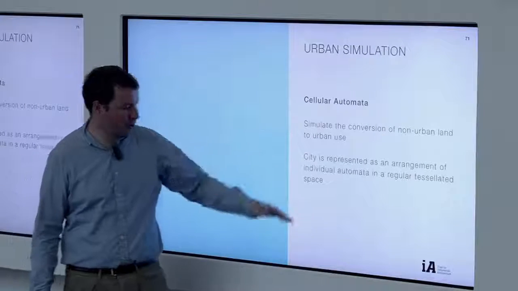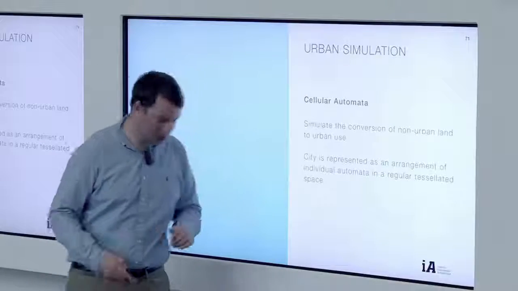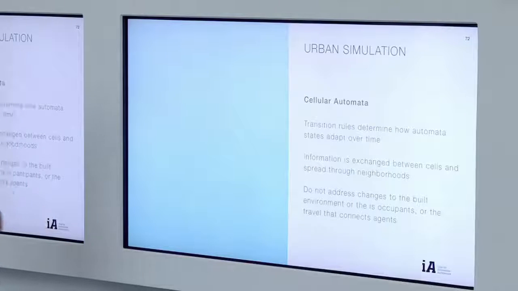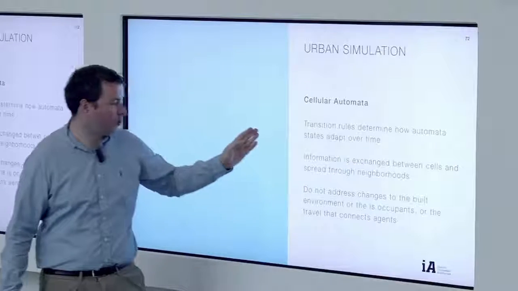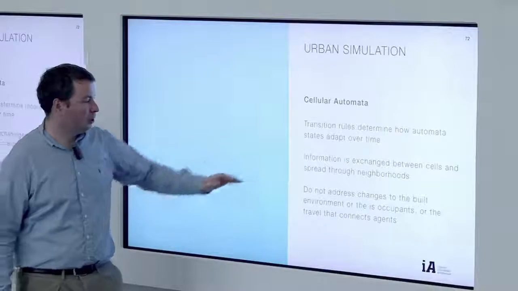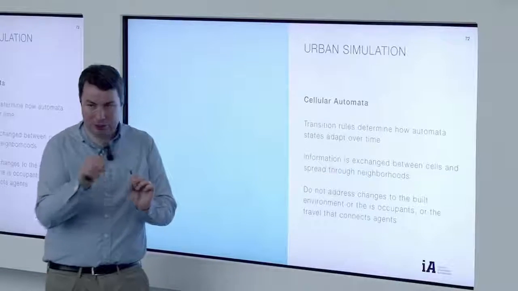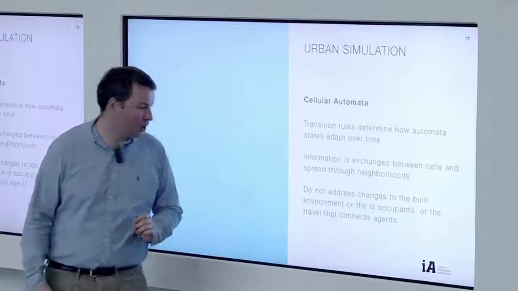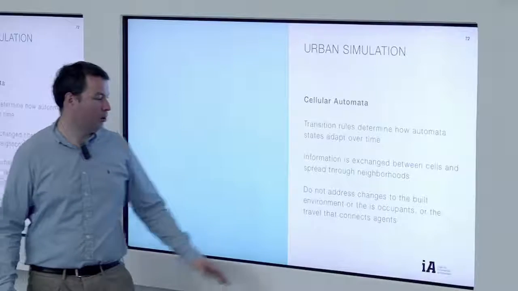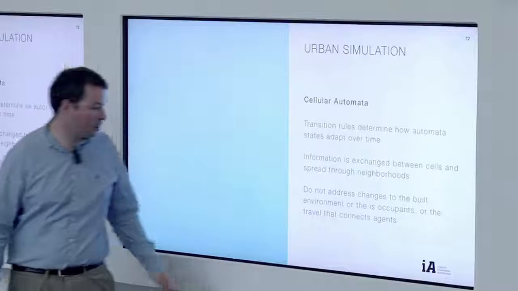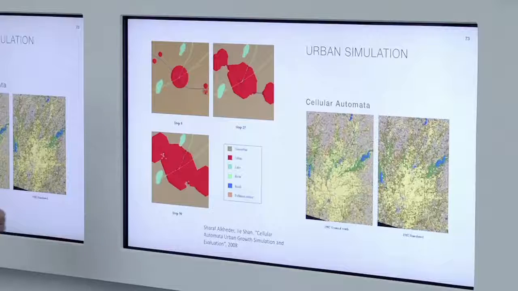And actually it's just a tessellated space. Tessellated means you have just a grid space where these automata are eating themselves through, and all the simulations run, of course, over time, and there's an exchange between the cells and the connection between the next neighbors in the cells. But what is not covered is the changes in the built environment, or actually the inhabitants are covered, and the time, the traveling situation is not covered at all.